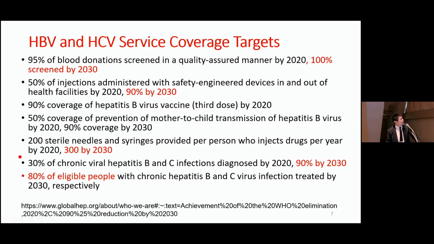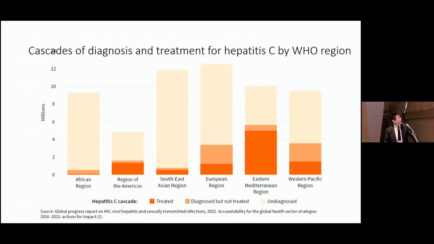And also, specifically for HCV, this is for people who inject drugs. We need to give them 300 sterile needles every year by 2030. This is also different in each country or each social healthcare plan, because there is a lot of difference in culture and law among countries and lawmakers. And also, we need to give treatment to at least 80% of eligible infected people by 2030. So these are our targets or goals. And what are we doing?